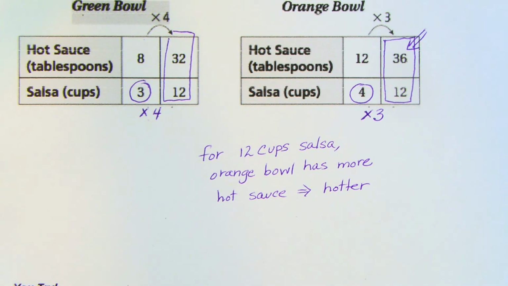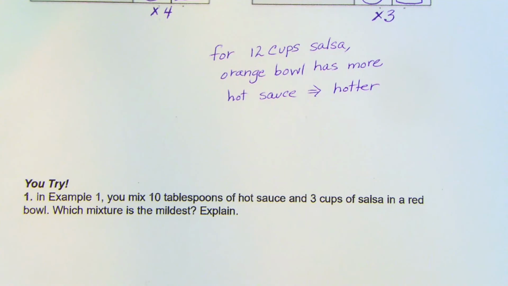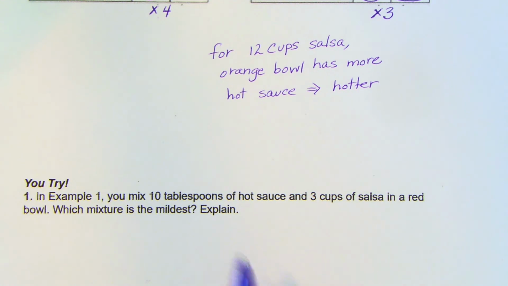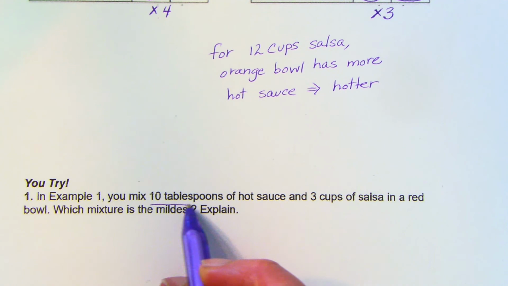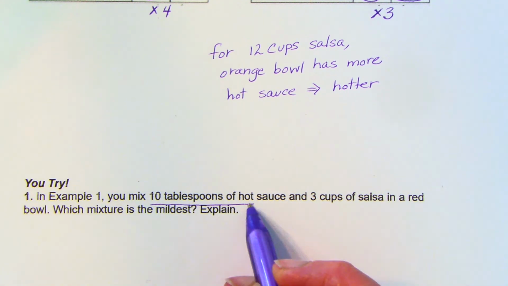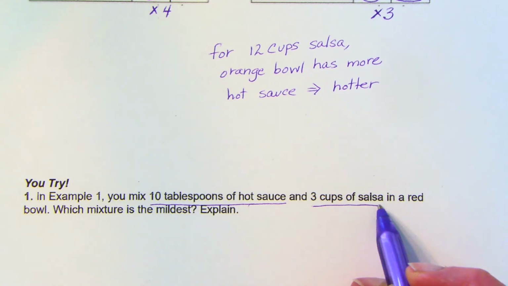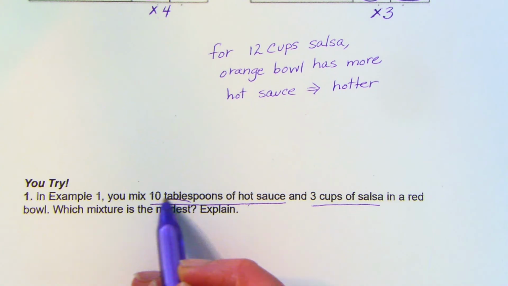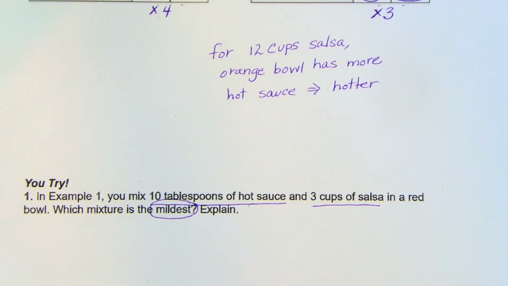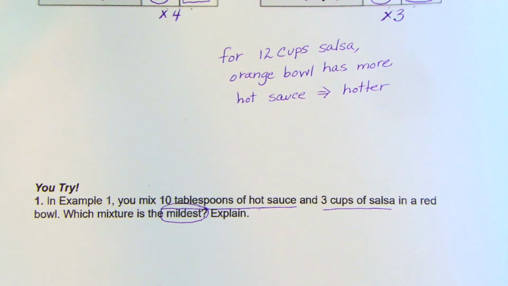And so then you have a you try that you should do. Same problem setup, but now you're going to mix 10 tablespoons of hot sauce and 3 cups of salsa. And now we want to know which one is the mildest. So you're going to make a ratio table with 10 to 3, and then you're going to find some common denominator so that you can compare all 3 bowls. Okay, let's look at the next page.